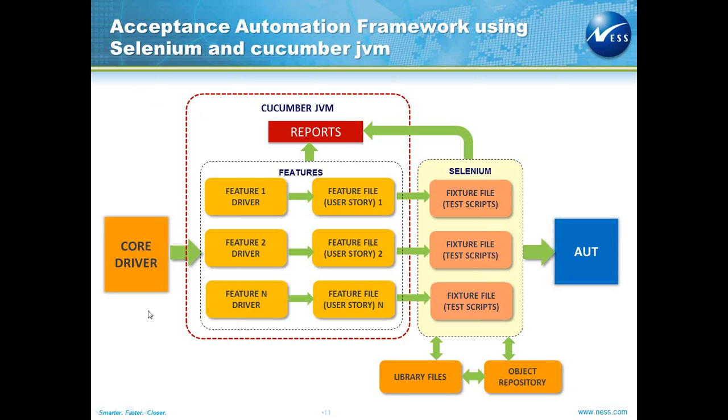So we have something called a core driver. The core driver, in this case, is a build.xml file where you can actually define what exactly you want to run as a part of your automation suite. So the core driver will have a definition of which features probably to run.